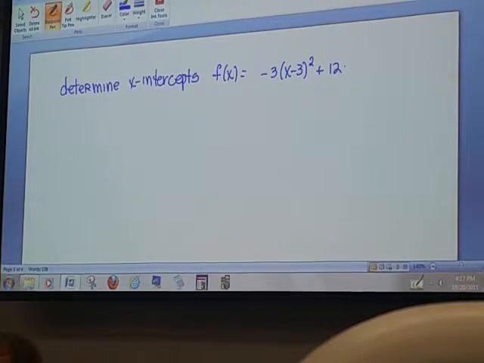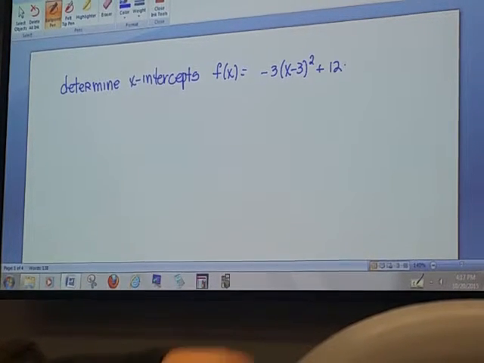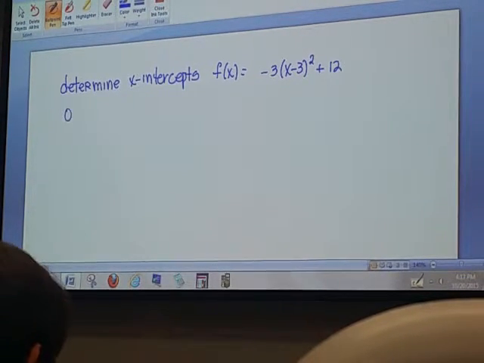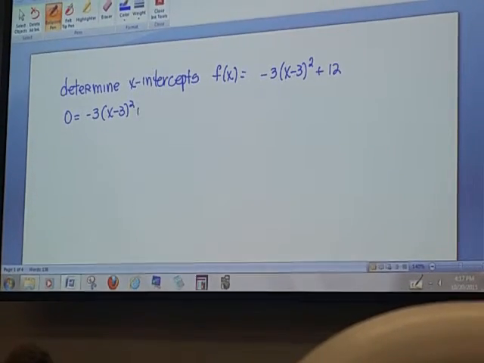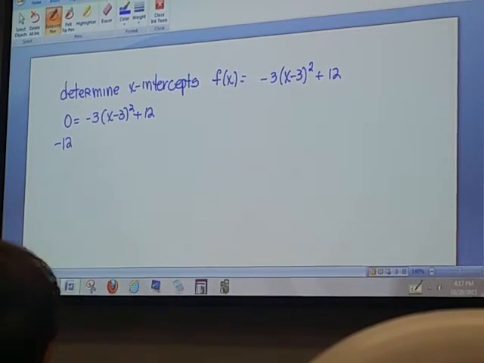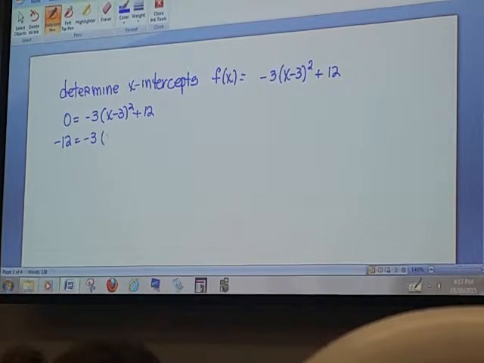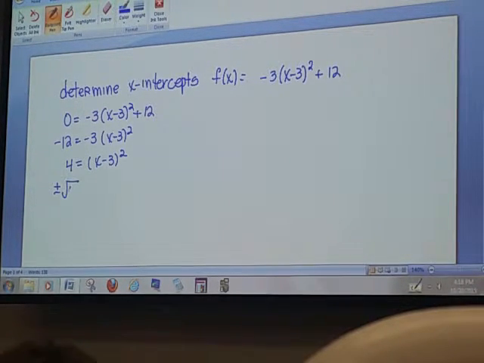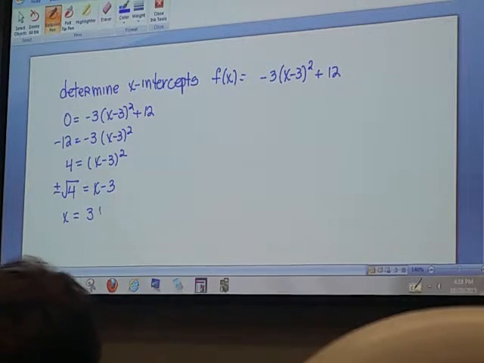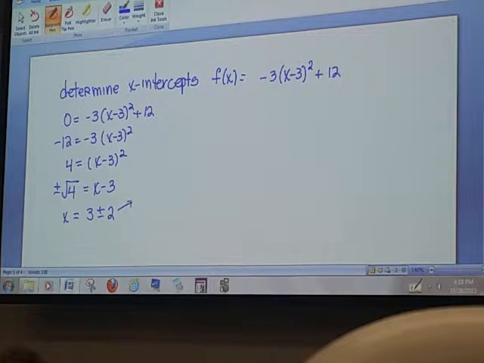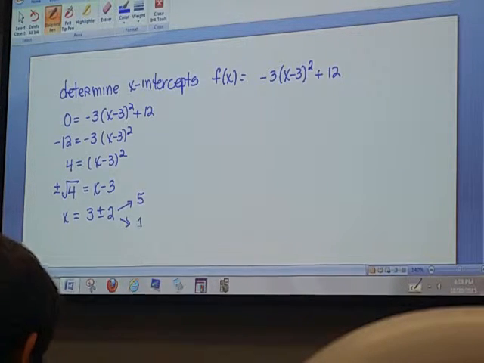From an x-intercept or something like this, I've got two ways to go. I can leave it like this and put 0 in for y, and I can solve that, get the (x minus 3) squared term isolated. Plus or minus... x equals 3 minus 2, so that's 5, or 1, right?